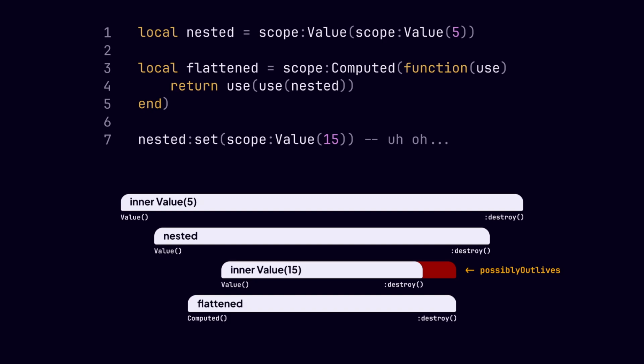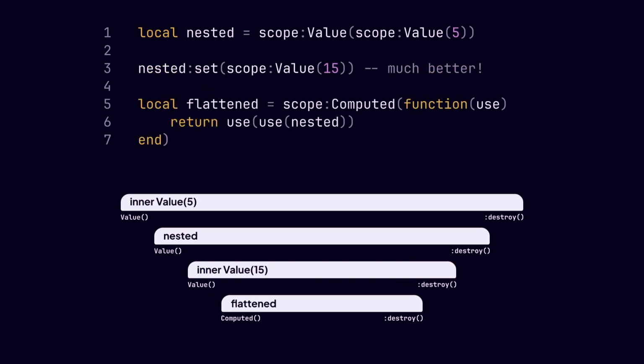So if you see this warning, you will need to change your code. So how can we fix this problem? Generally, the solution is to make sure your objects appear in the right order. This can be as simple as swapping lines of code around. For example, if we moved this new value object before the computed, the error would go away, because the computed will always be destroyed before anything that it depends upon.